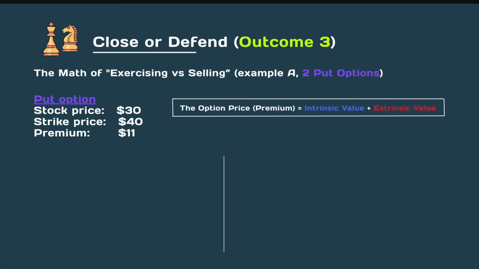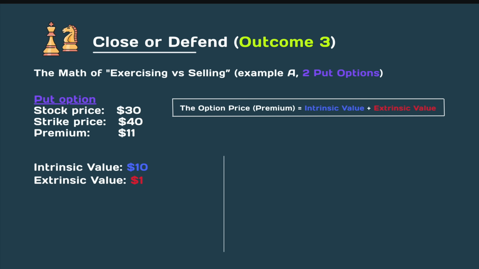And what we're going to show is that by exercising early, you're leaving extra money on the table from the buyer's perspective. So in this case over here, remember that the intrinsic value is the amount that the stock price is under the strike price. In this case, it's under by $10. And if you know the premium or the option price, the equation says that the option price is equal to the intrinsic value plus the extrinsic value. So if you do the math, the extrinsic value has to be $1.